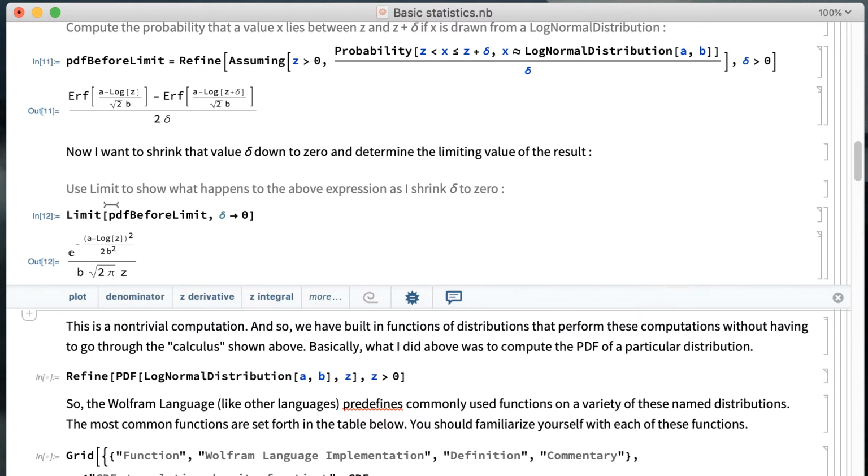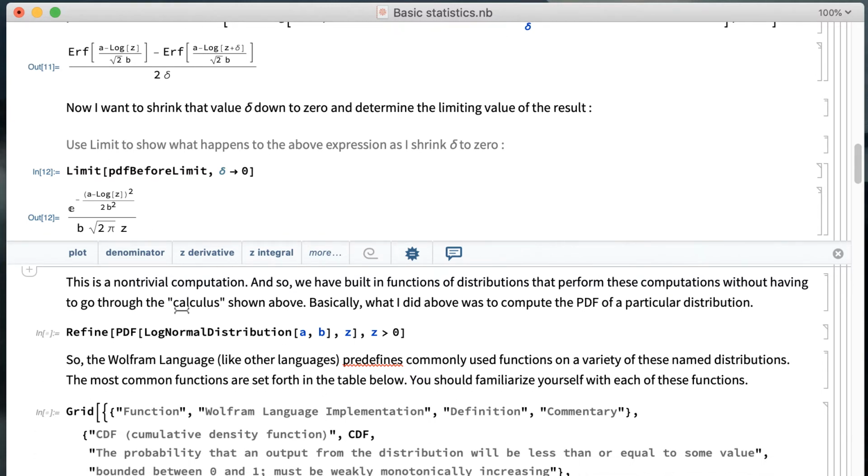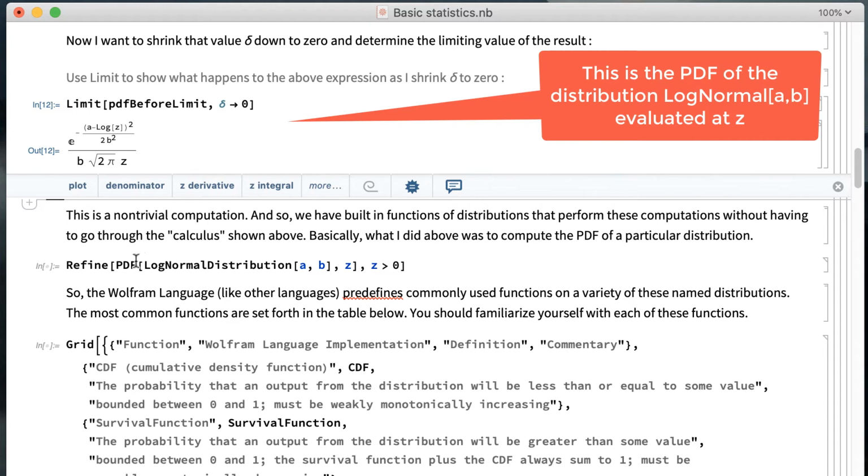You don't need to understand what this formula is, just understand that it is the limit as delta goes to 0 of the probability that the value x will lie between two values z and z plus delta. So there's actually a name for this process of finding the probability that it will lie between two values and then dividing that by the size of the interval. That's called the probability density function, or the PDF.